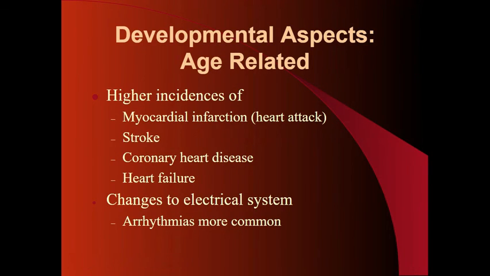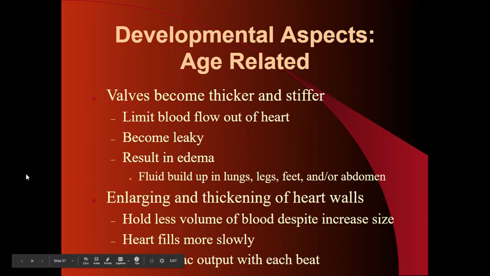So going into age-related developmental aspects, as we age, there are higher incidences of myocardial infarctions or heart attacks, strokes, coronary heart disease, and heart failure. There's also changes to the electrical system, making it less efficient. So arrhythmias become more common. The valves tend to become thicker and stiffer, which is going to limit blood flow out of the heart. The valves could become leaky, have murmurs, and this could lead to edema, which would be a fluid buildup, and this could be in the lungs, the legs or feet, and the abdomen.